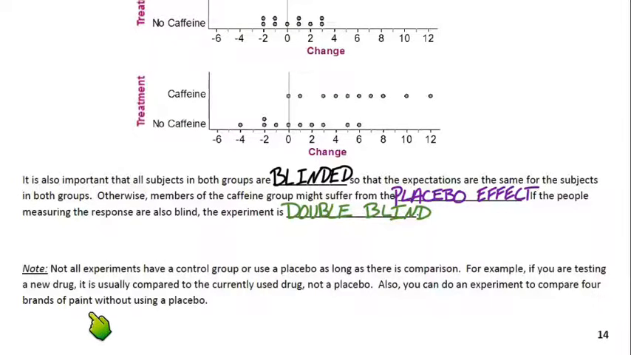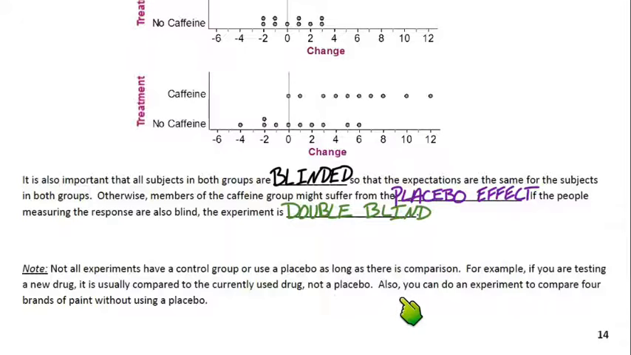And then one quick note here. It's not like every single experiment ever done has to have a control group or a placebo. For example, if you're testing a new drug, it's usually compared to the current drug and not just a placebo. Although some drugs do try to do that, just to say it's better than taking nothing. Congratulations. But in general, it's better if they just compare it against the current drug. They don't need to just give a placebo.